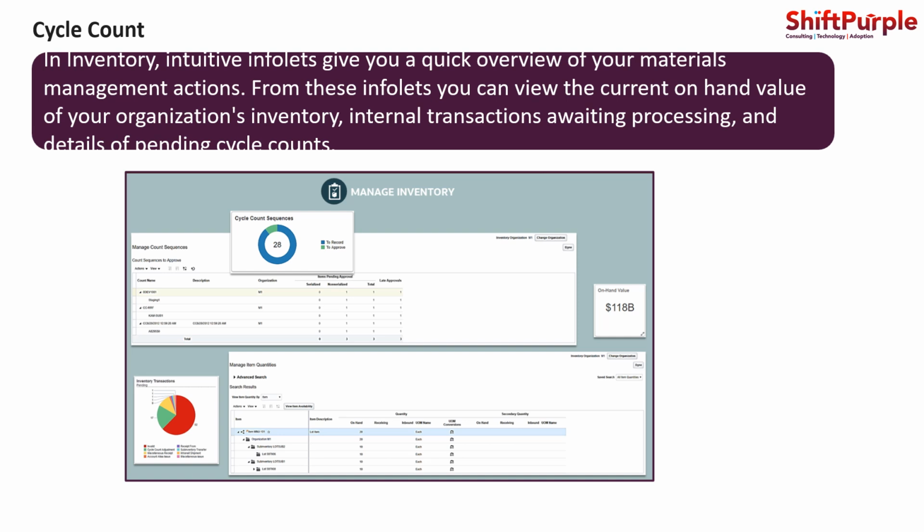Cycle count. Cycle count is one of the best features of inventory to keep it up to date. In inventory, intuitive infolets give you a quick overview of your material management actions. From these infolets, you can view the current on-hand value of the organization inventory, internal transactions awaiting processing, and the detail of pending cycle counts. So we can just go from these infolets and complete the cycle counts as well. Cycle count keeps your inventory up to date. If there are small adjustments, it gives you a regular update.